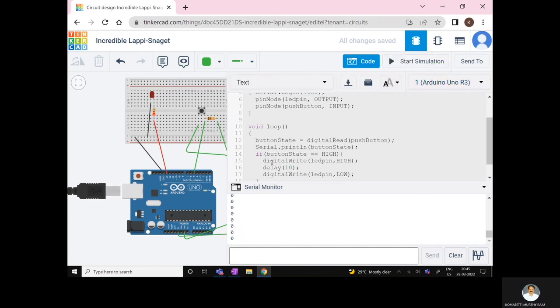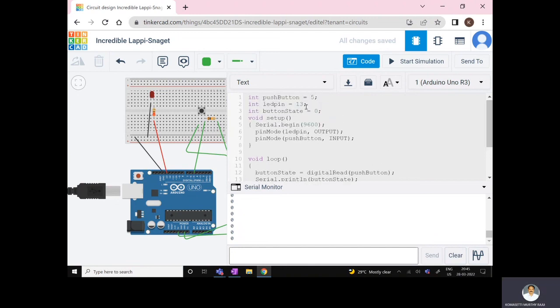Here Serial.println button state indicates this value. The values are indicated on the serial monitor with the help of this one. And also the baud rate is very important. Serial.begin 9600. These are also very important.